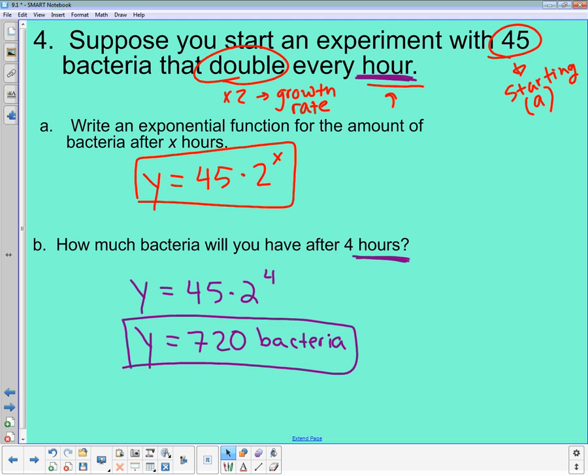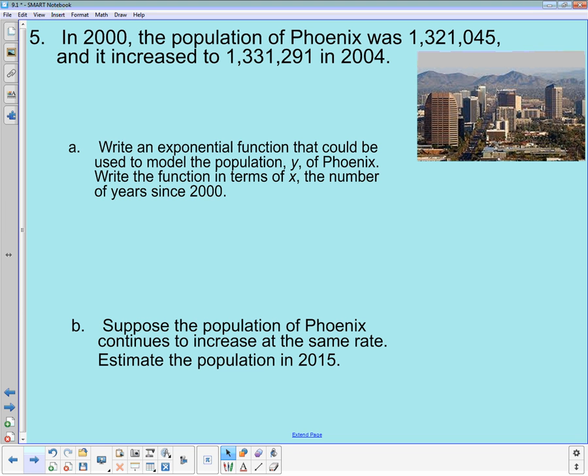Okay. One more application question like this. It says in 2000, the population of Phoenix was about 1,321,045 people. It increased to 1,331,291 people in 2004. The first question says, write an exponential function that could be used to model the population of Phoenix. Write it in terms of years since 2000. Then it says, suppose the population of Phoenix increases at the same rate, estimate the population in 2015.